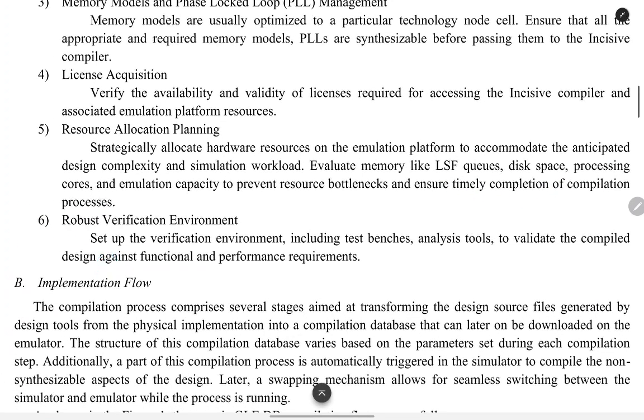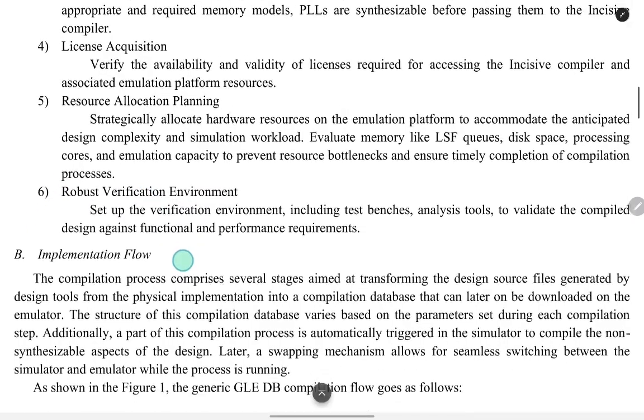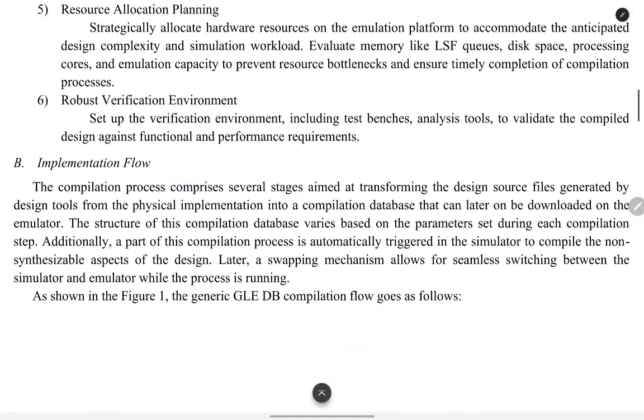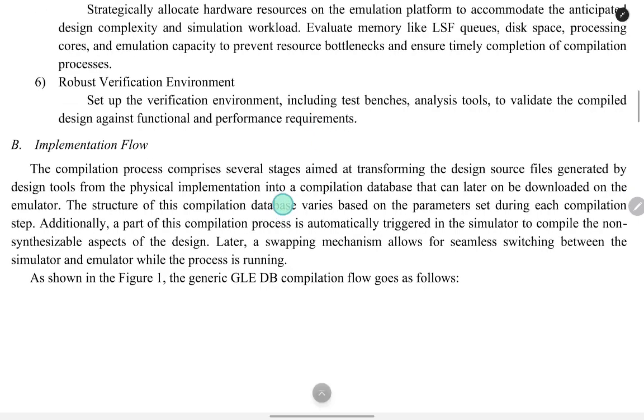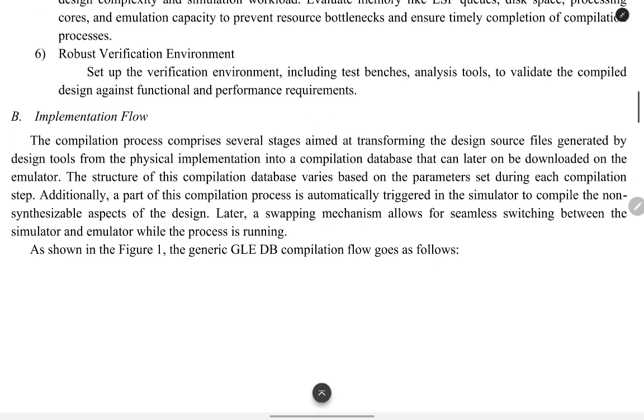6. Robust verification environment. Set up the verification environment, including test benches and analysis tools, to validate the compiled design against functional and performance requirements. B. Implementation flow.